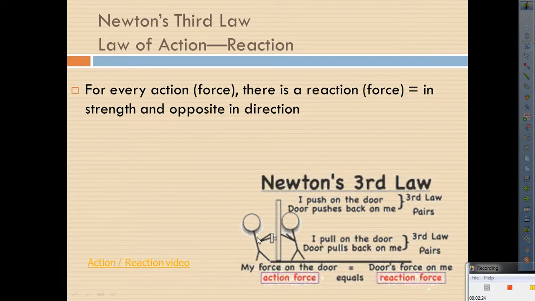In this example, the person that's pulling on the door is pulled back with an equal amount of force until this person pulls with more force than the door can exert. Once the person pulls with more force than the door, then the door will open.